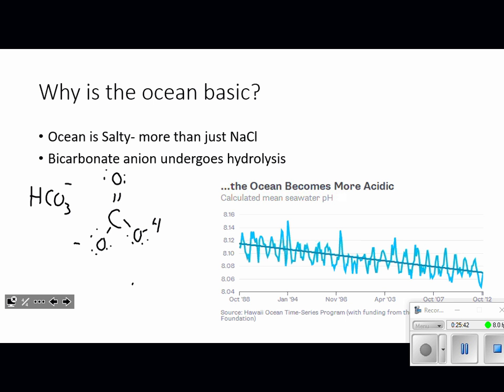If I then drew a water, like I did on the previous problem, sorry that I'm running out of room here. It grabs hold of that hydrogen, creating hydroxide. So some anions in the presence of water can create hydroxide. And this bicarbonate, from what I've read, is the primary reason why the ocean is slightly basic. It's because of its reaction with water, which is referred to as hydrolysis, something reacting with water.